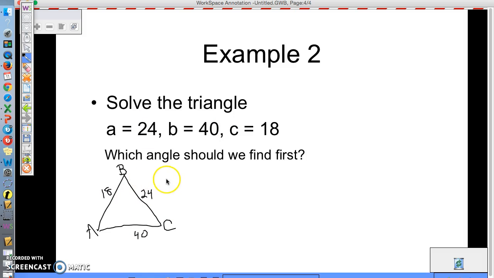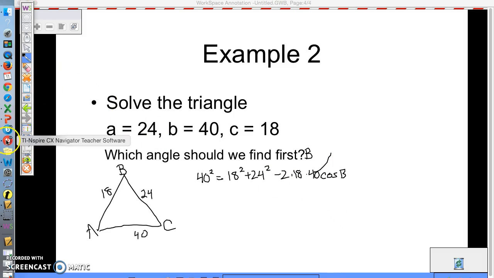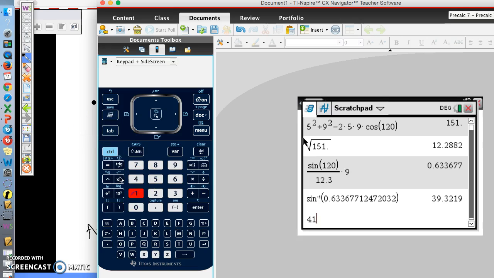So we can see here we can't use law of sines. So once again, which angle should we find first? Well, it's the largest, so that's going to be B. So if we're going to have the cosine of B over here, then we're going to start with little b on the other side. So 40 squared, and then we have our other two sides, 18 squared plus 24 squared minus 2 times 18 times 24. And now you just have to be careful solving this one. So we got 40 squared.